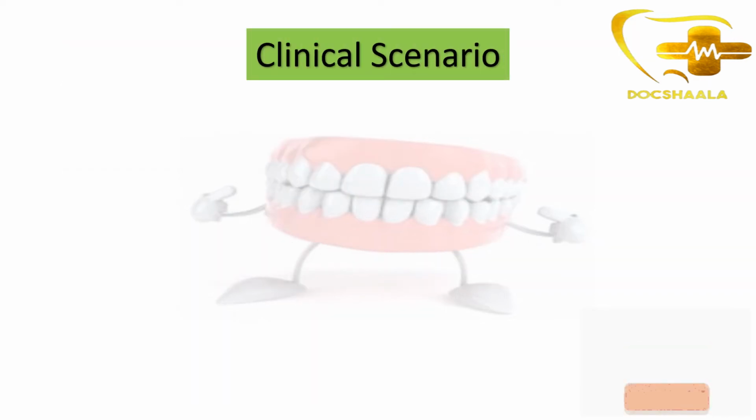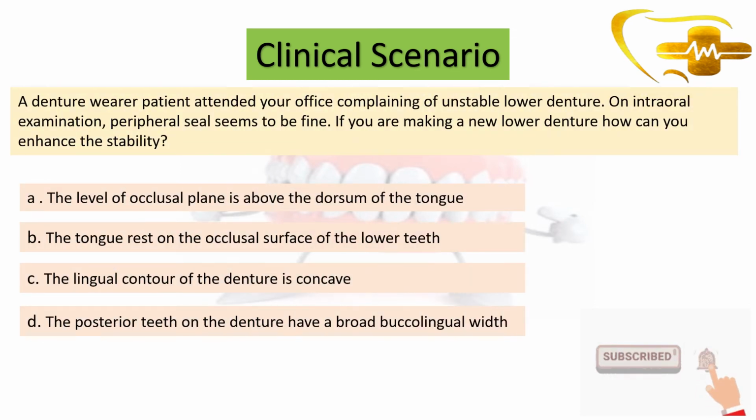Okay, so let's come to the clinical scenario. A denture wearer patient attended your office complaining of an unstable lower denture. On intraoral examination, the peripheral seal seems to be fine. If you are making a new lower denture, how can you enhance the stability? The peripheral seal is good. There is no problem in that, but still the patient is complaining of an unstable lower denture. So what conditions should you take care of in preparing the new denture now?